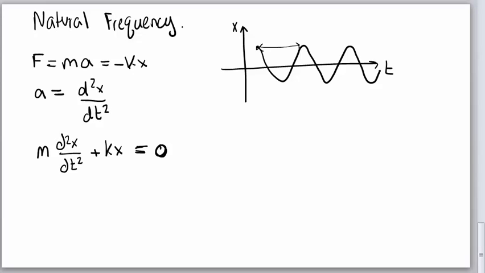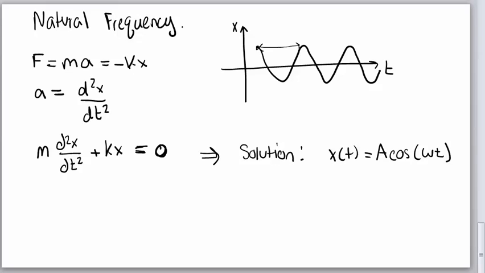So all I've done is take mass times acceleration equal to negative kx, move that to the other side, and get mass times acceleration plus kx equal to 0. So here's our governing differential equation. Now we know that the solution to this type of differential equation has the form x of t is equal to A cosine of omega t. That's a known solution for this equation.